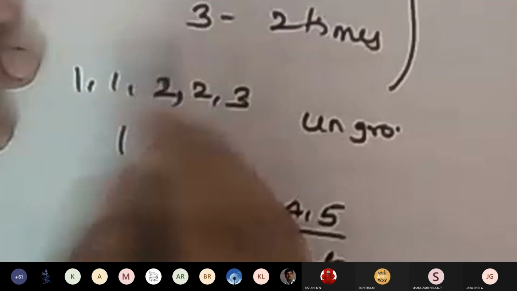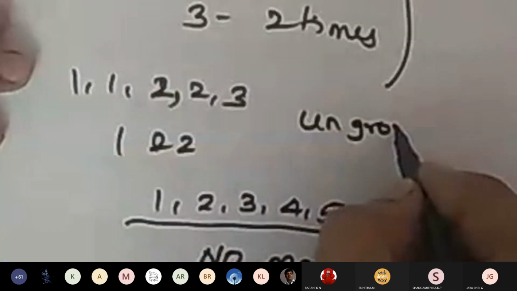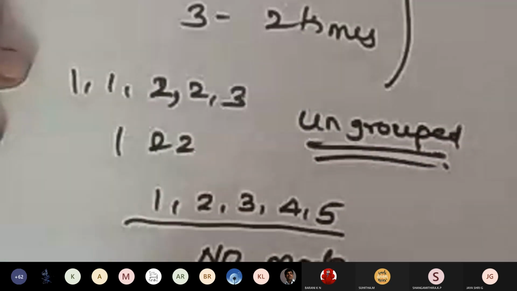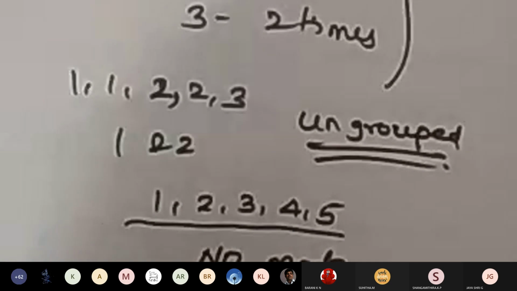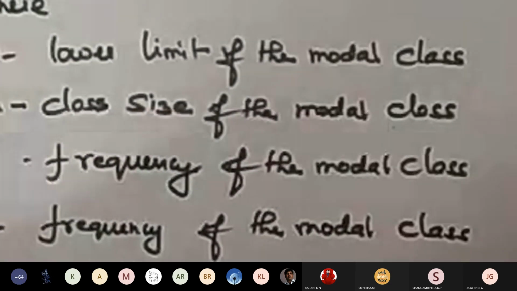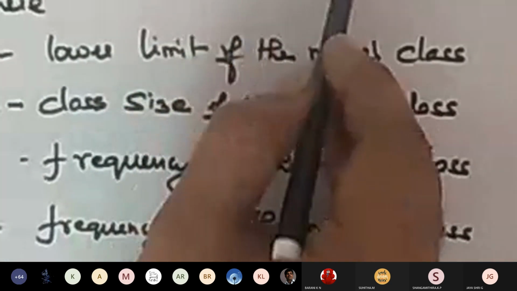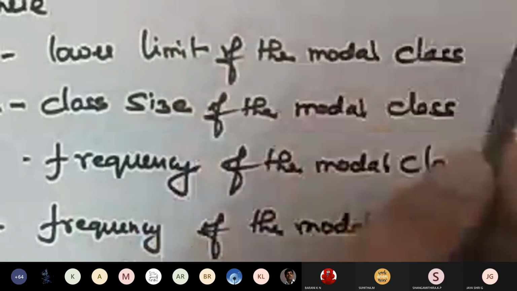Got it? So this kind of data is called ungrouped data. What we are learning is the mean of grouped data, the median of grouped data, and the mode of grouped data. Grouped data is where the information is given in class intervals. So the formula to find the mode of grouped data is: mode = L + ((F1 - F0) / (2F1 - F0 - F2)) × H.